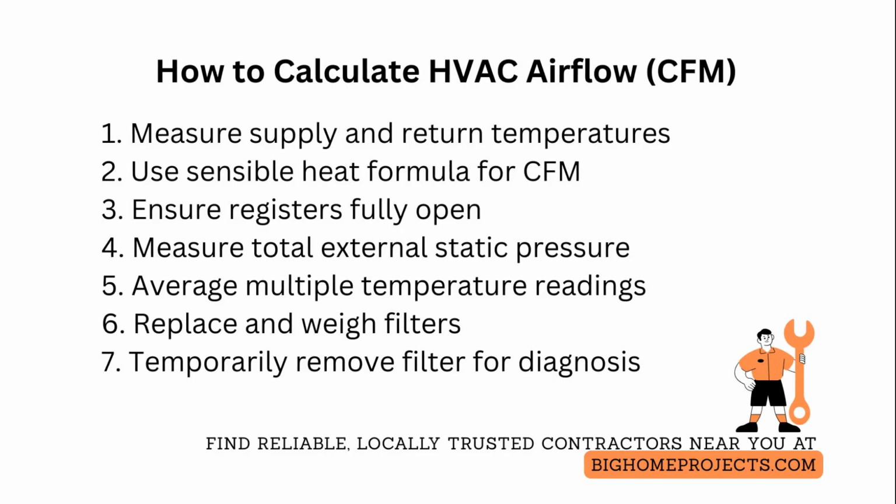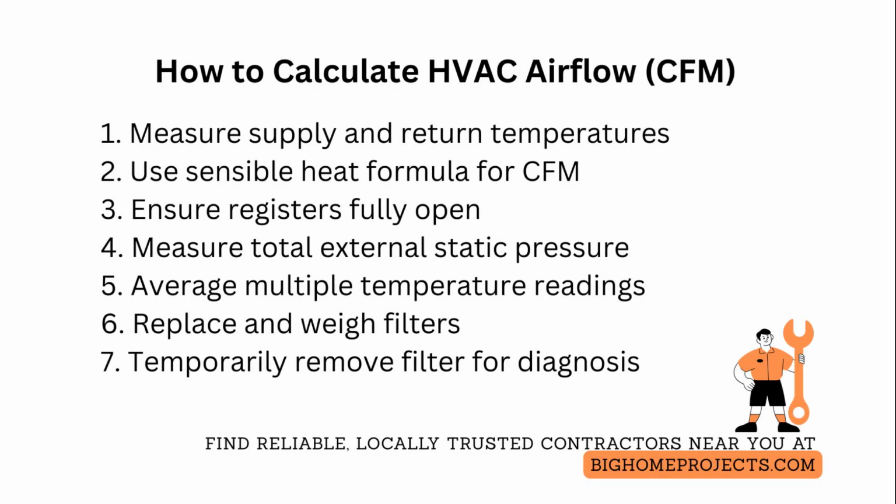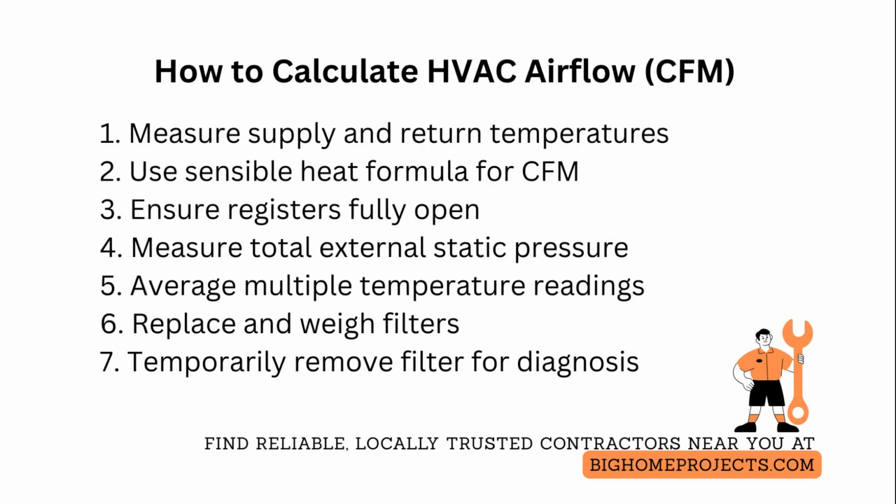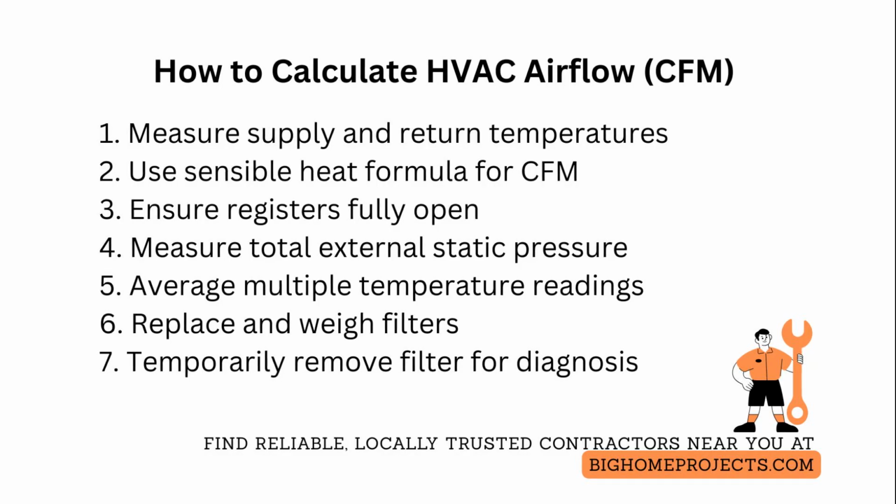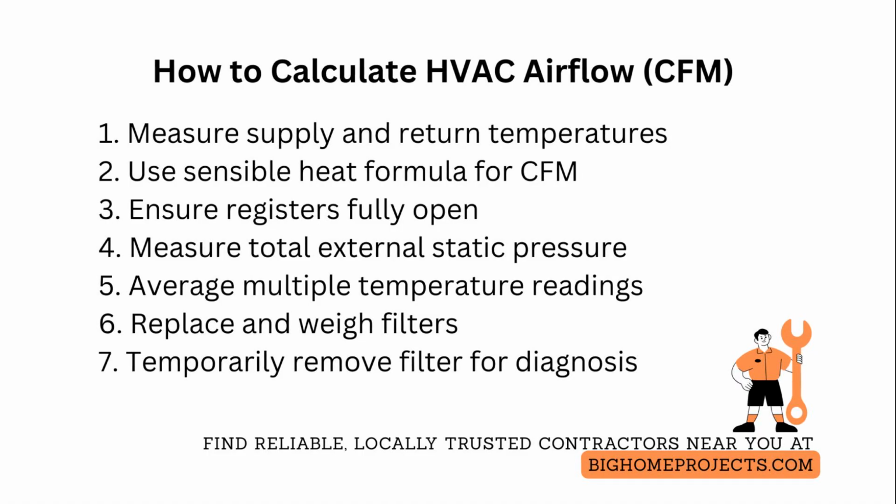For repeatable accuracy, average at least 3 temperature readings over a minute at each point to reduce error from momentary fluctuations, and log ambient conditions because wet bulb and dry bulb humidity affect sensible heat calculations in cooling mode. Replace or weigh filters before and after the test to quantify pressure drop attributable to the filter. A high initial pressure drop suggests wrong filter media or excessive thickness for the system.